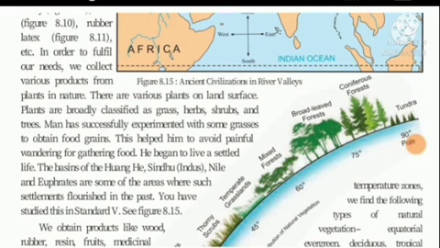In order to fulfill our various needs, we collect various products from plants in nature. There are various plants on the land surface. Plants are broadly classified as grass, herbs, shrubs, and trees. Man has successfully experimented with some grasses to obtain food grains. This helped him to avoid painful wandering for gathering food. He began to live a settled life. The basins of Yangtze, Sindhu, Nile, and Euphrates are some of the areas where such settlements flourished in the past. You have studied this in the standard 5th.